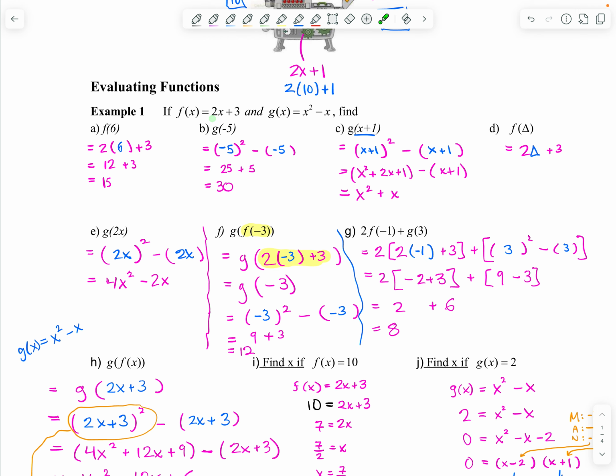That's what I'm saying here. I double the input and add 3. My input is now 6. So when I evaluate this, it's just 2 times 6, which is 12, plus 3, which is 15.